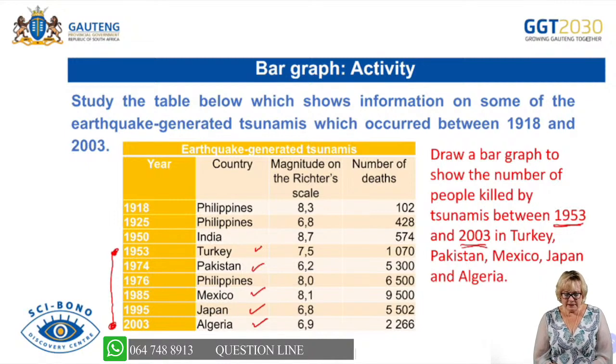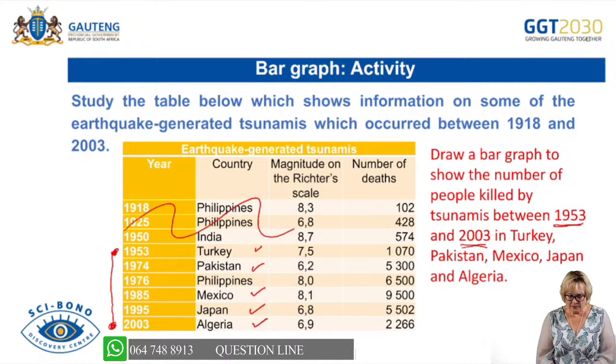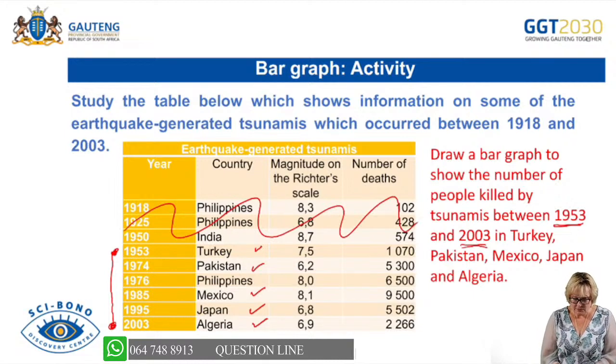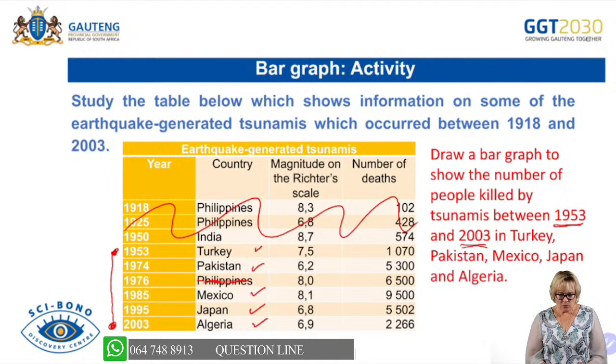So you're not going to even look at those ones there. And remember, you mustn't use this one. You mustn't draw for the Philippines. Can you see how many bars you must have? 1, 2, 3, 4, 5. Only 5 of those countries. So the minute we mark and we see you've got 6 bars, or more than 6 bars, you're going to lose marks. You only must have 5 bars because the examiner told you exactly what you must draw.